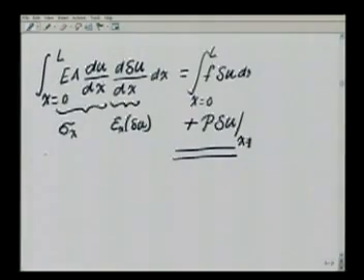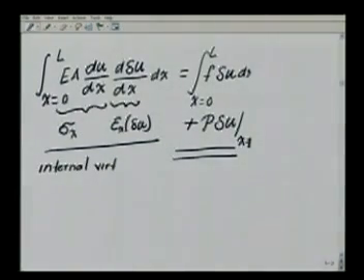So what do we have here? We have something called the internal virtual work, and this is virtual work done by the external forces.